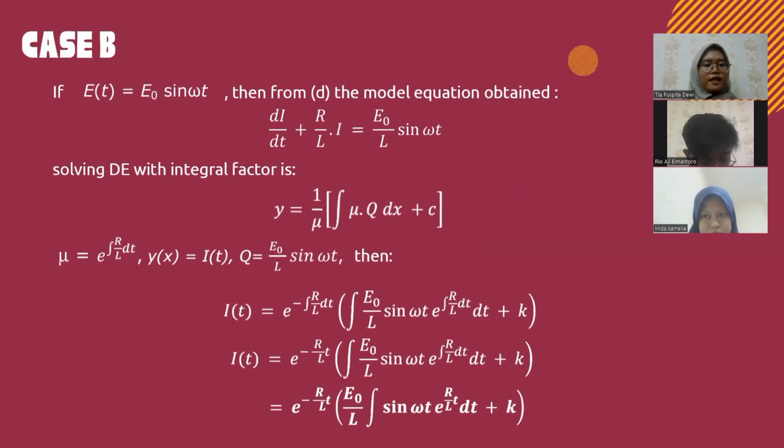And the next case, if E(t) equals E0 sin omega t, then from the equation, the model obtained is di over dt plus R over L times I equals E0 over L sin omega t. Solving the differential equation with an integrating factor, y equals 1 over mu times the integral of mu q dx plus c. Mu equals e to the power integral R over L dt, and q equals E0 over L sin omega t. Then we get e to the power negative R over L t times E0 over L times the integral of sin omega t e to the power R over L t dt plus k.